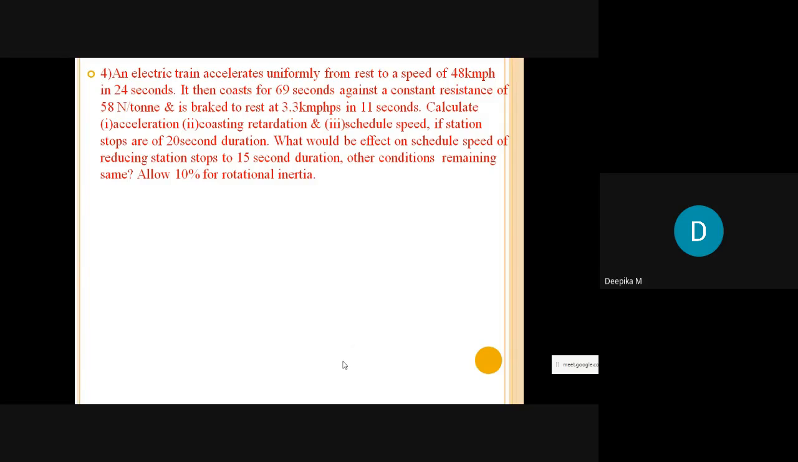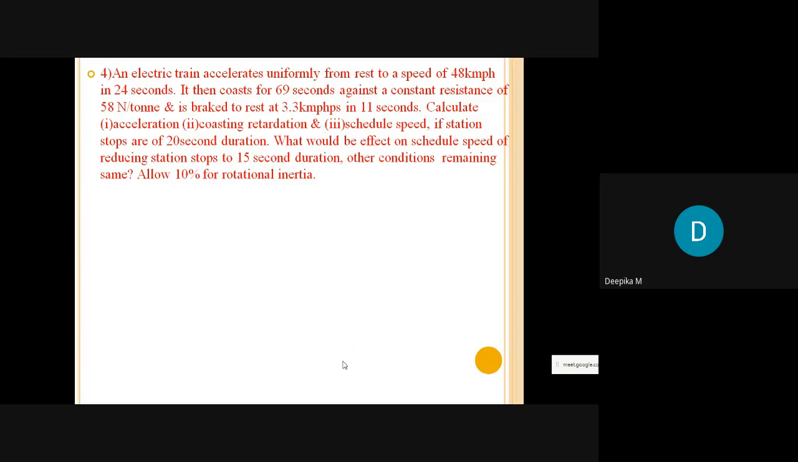And the resistance they have given is 58 Newton per ton. Again, they have given it in Newton per ton, so we need not convert again. And it is braked to rest at 3.3 km per hour per second. That is the coasting retardation they have given, that is beta c. Braking means what? It is nothing but the coasting period or retardation period.